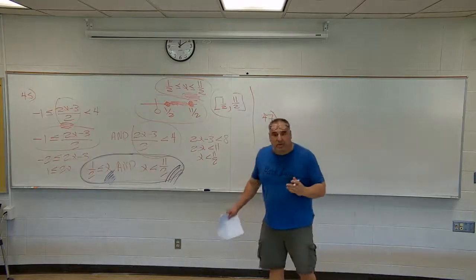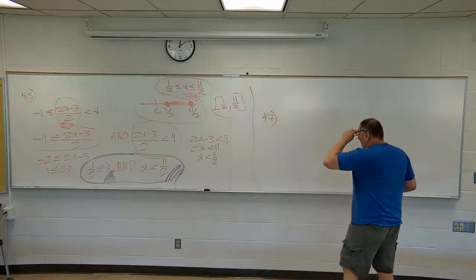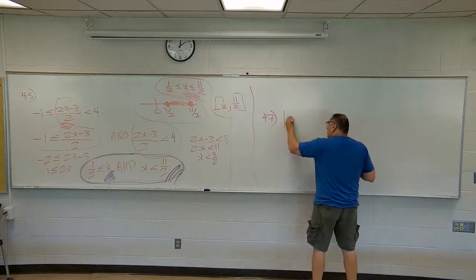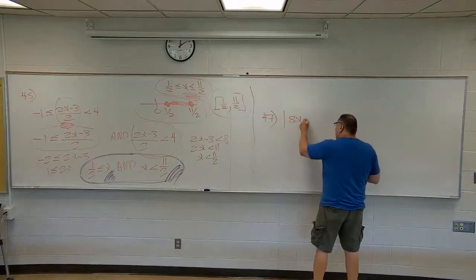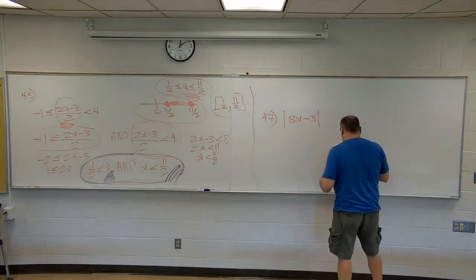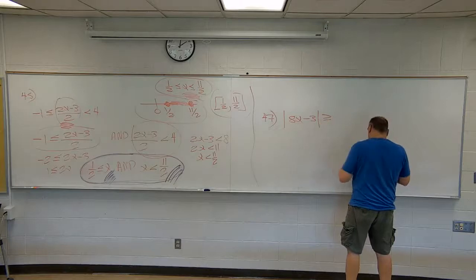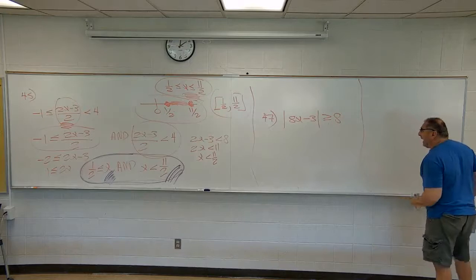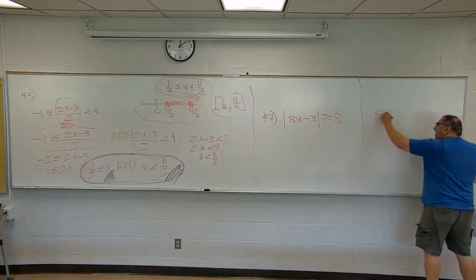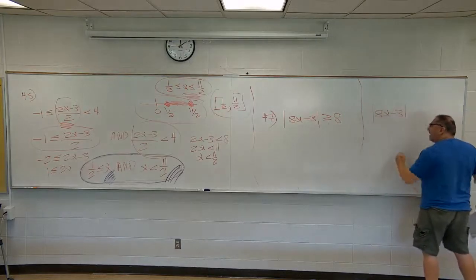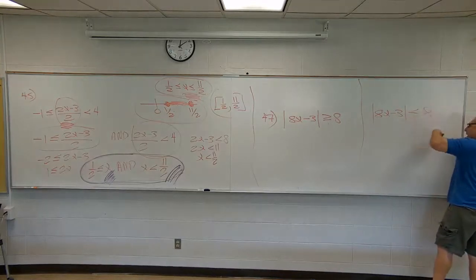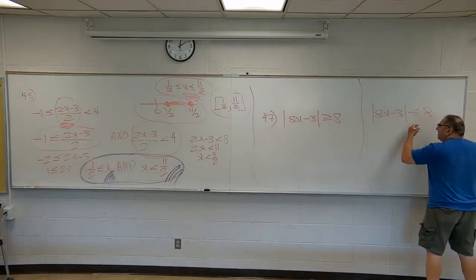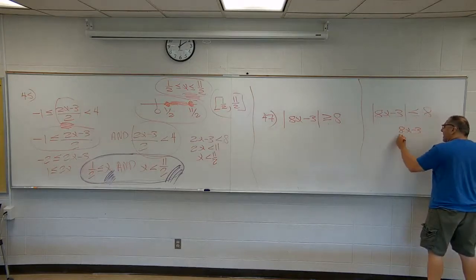This looks really legible, guys. The absolute value of 8x minus 3 greater than or equal to 8. For the record, let's make one up. If it were the absolute value of 8x minus 3 less than or equal to 8, that's a different dynamic. This is an "and" statement.